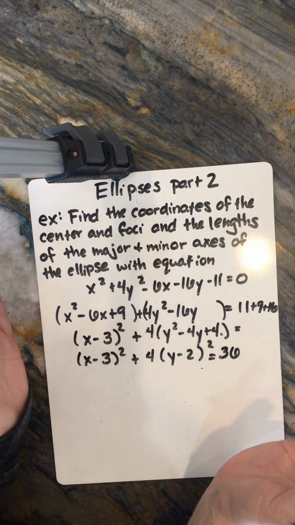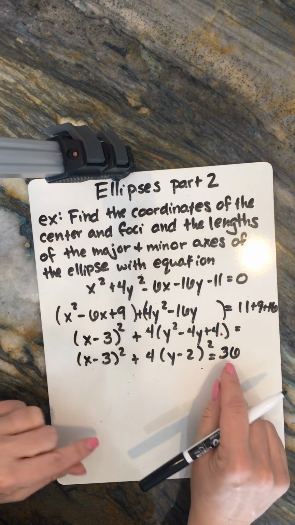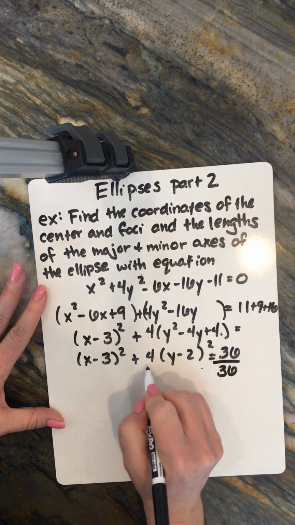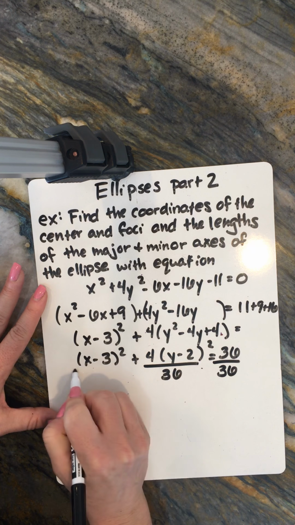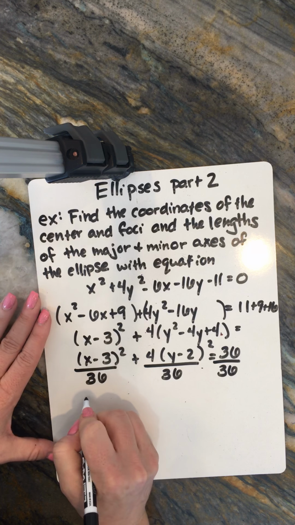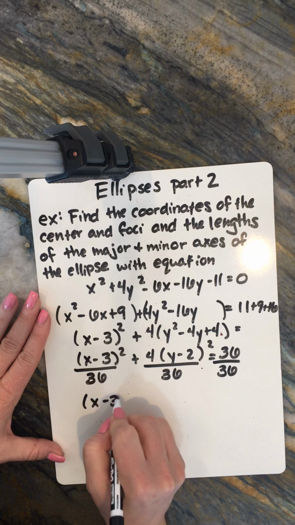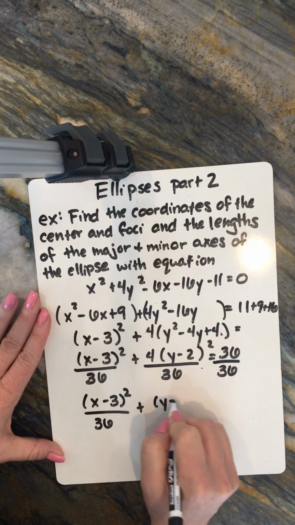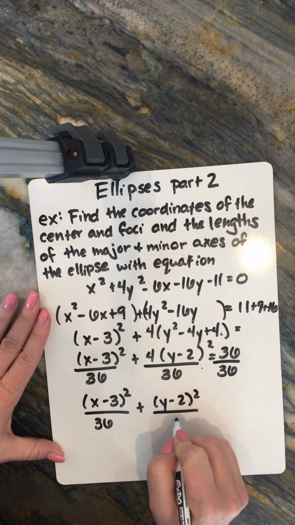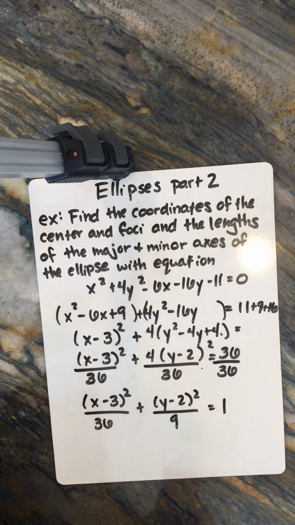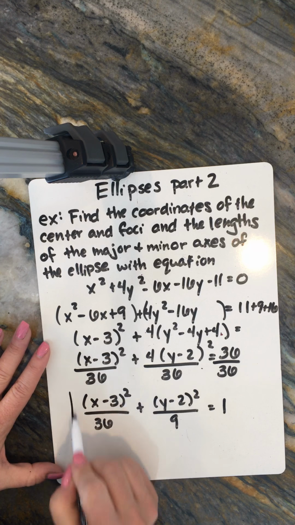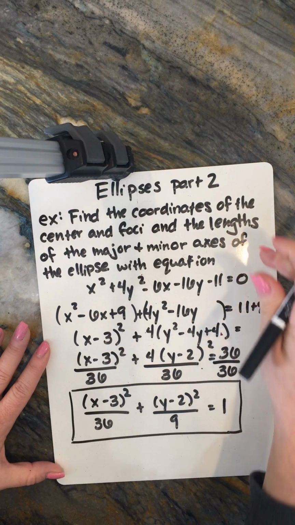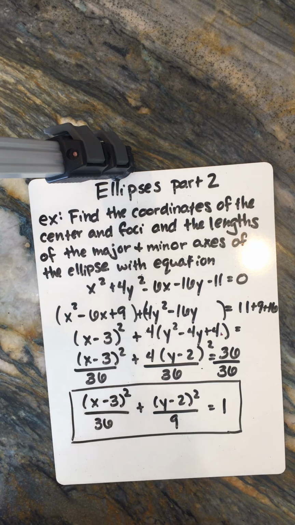Okay, not quite in the ellipse format yet. This, remember, needs to equal 1. So we'll divide everything by 36. So our ellipse: x minus 3 quantity squared over 36 plus y minus 2 quantity squared over 9 equals 1. So this is the equation of the ellipse, and this will give us a whole lot of information in order to do what they asked us to do.